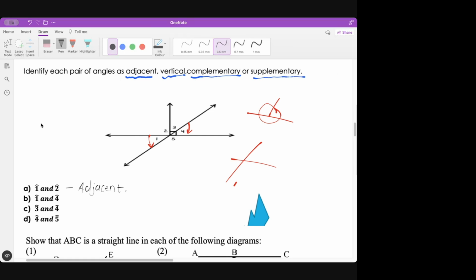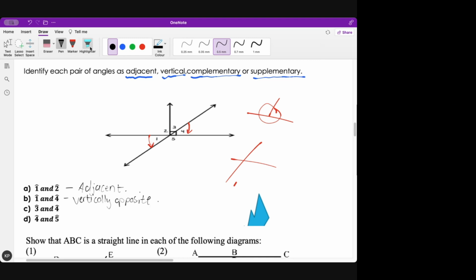How do we actually say it? We don't say they're vertical angles. We say they are what? Vertically opposite. Thank you. So these are vertically opposite.